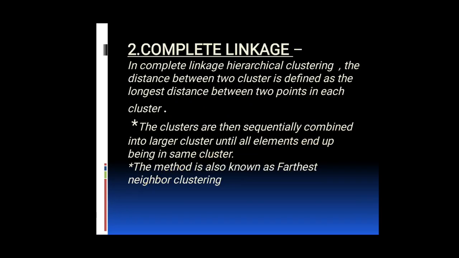Second one is complete linkage. In complete linkage hierarchical clustering, the distance between two clusters is defined as the longest distance between two points in each cluster. The clusters are then sequentially combined into larger clusters until all elements end up being in the same cluster. The method is also known as furthest neighbor clustering.